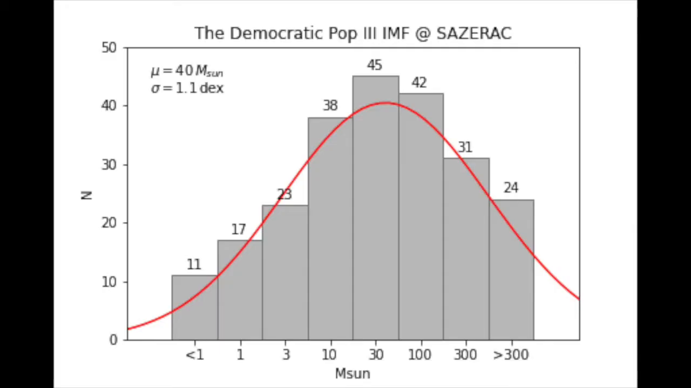Okay, I will end the poll and I will share the results, and I will also try to make a screenshot so that I don't forget it. And I think now you should see the results. So this is our democratic POP3 initial mass function. I will not comment on it now. I will maybe make a nice figure out of it and put it on Slack.